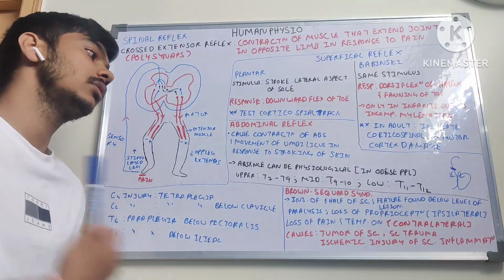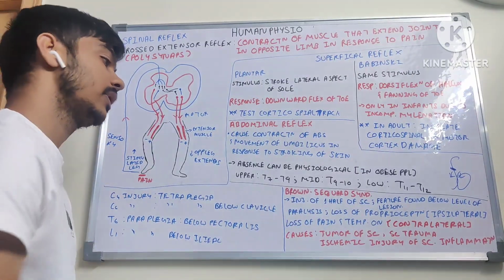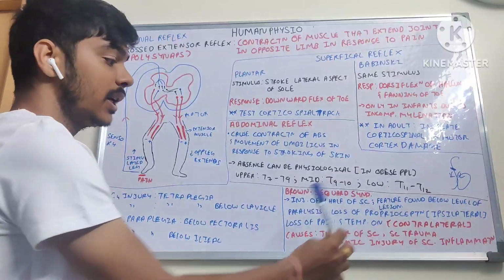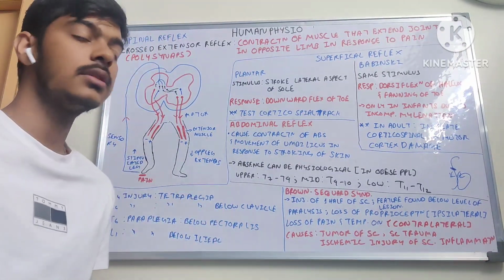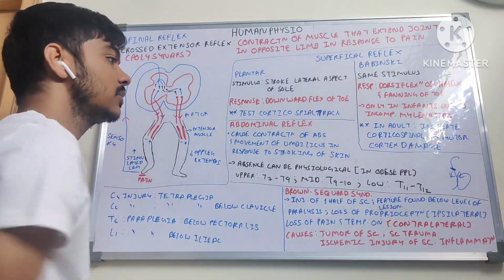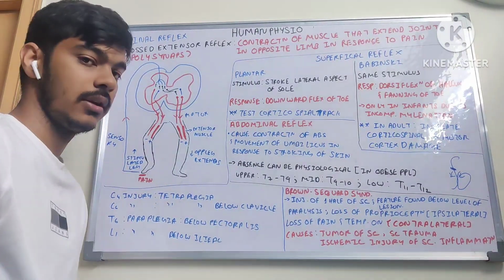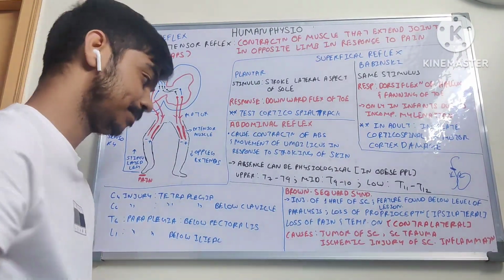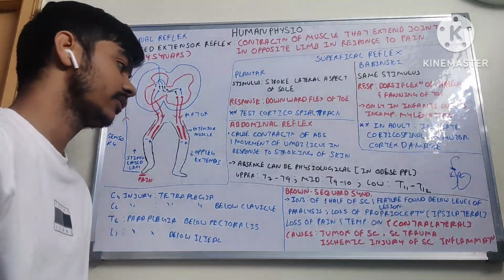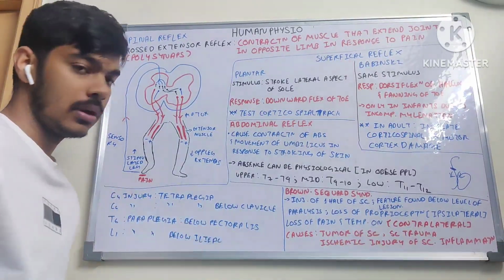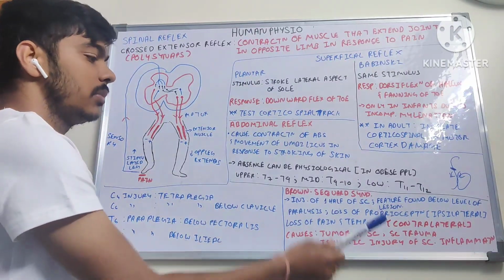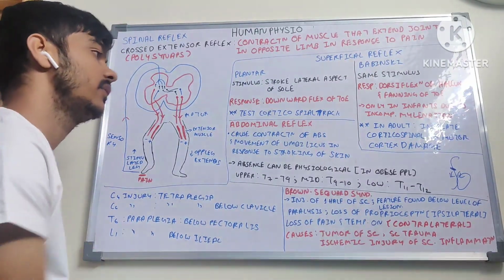What is ipsilateral? On the same side. Or we can also have loss of pain and temperature sensation on the contralateral side, that is the opposite side. Ipsilateral is on the same side, contralateral is on the opposite side. And what can be the causes of BSS? Tumors of the spinal cord, trauma, maybe an injury to the spinal cord, ischemic injury of the spinal cord, or some inflammatory responses.